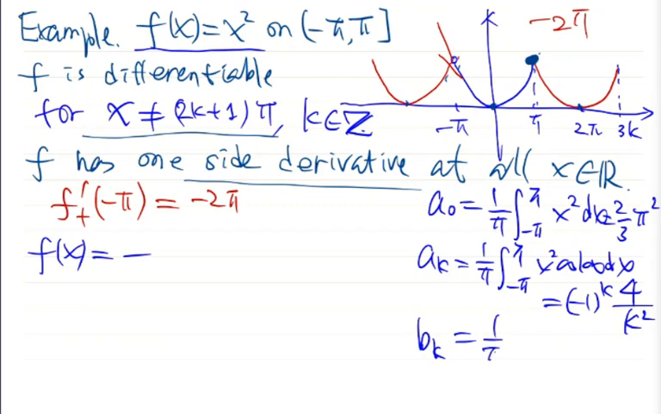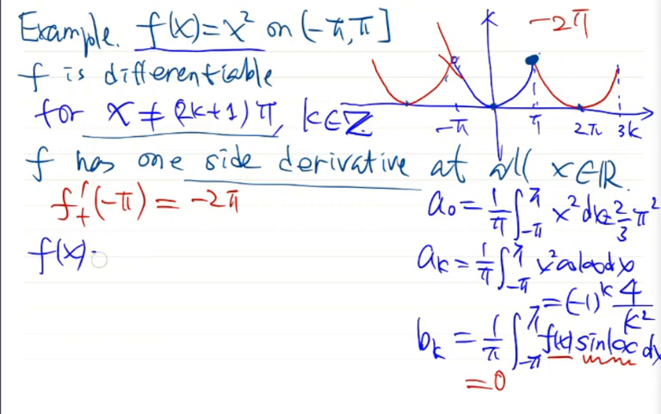So b_k is the integral from minus pi to pi of f(x) sine kx dx. Now f is even and sine kx is odd, so this integral over minus pi to pi of an odd function must be 0. So the Fourier series of f equals f(x) everywhere. Maybe I will write it in this way.